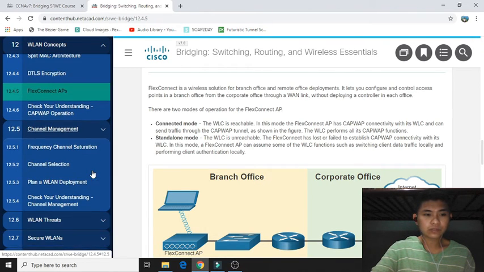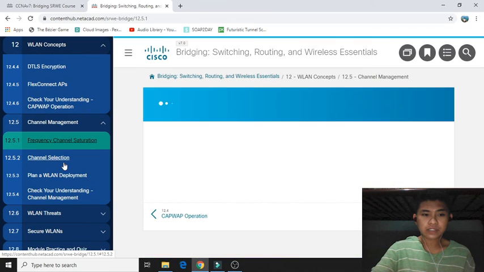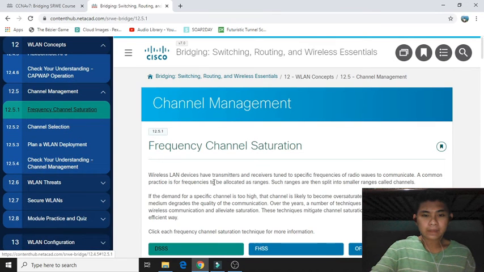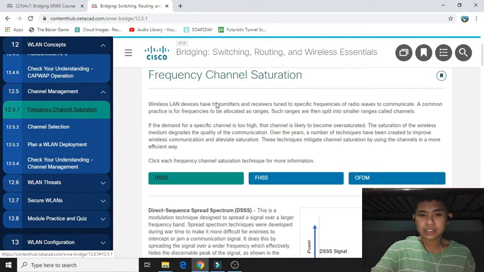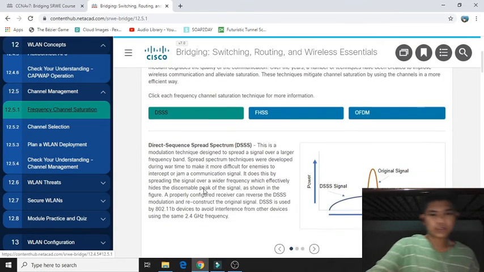Go to 12.5, which is channel management. Frequency channel saturation.